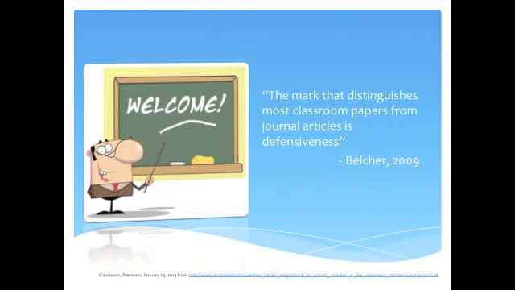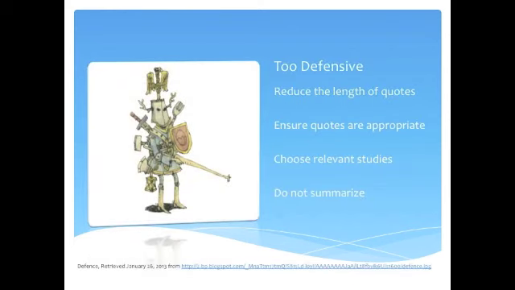Belcher notes that the mark that distinguishes most classroom papers from journal articles is defensiveness. Her claim is that too often students rely on emphasizing their materials and spend little time analyzing their results. While developing the skills to appropriately analyze your work may take some time, she suggests that there are solutions to redeeming the quality of your work. In particular, Belcher suggests reducing the length and number of quotes in your article, ensuring that the quotes you choose are appropriate and accentuate your article, choosing heavy hitters in the field, choosing relevant studies, and avoiding summarizing the work of others. An article should not be a summary of the work; rather it should provide insight and critique and advance the field.